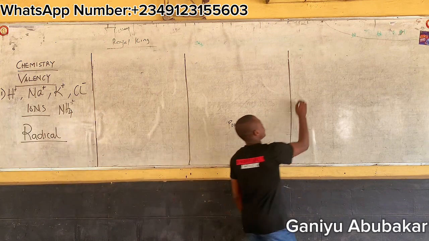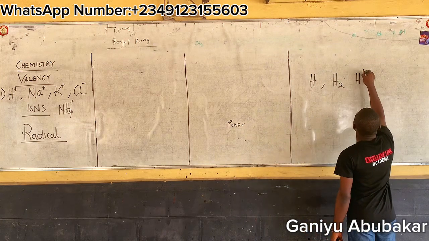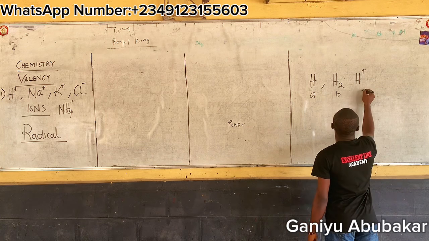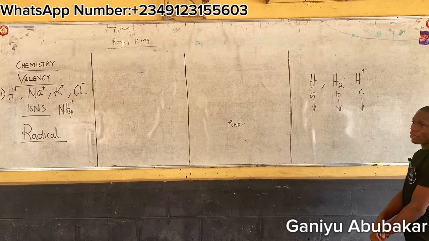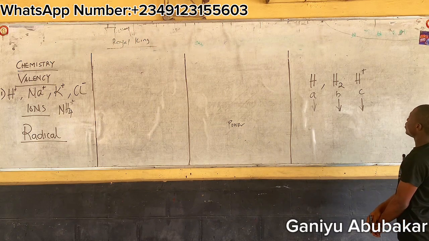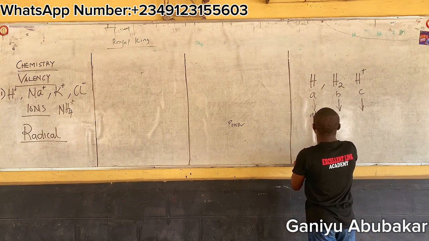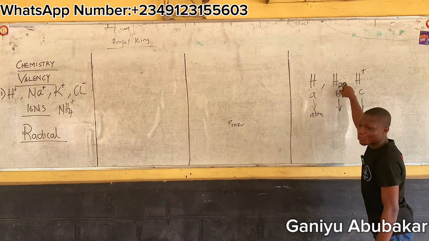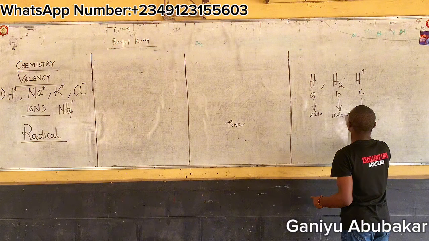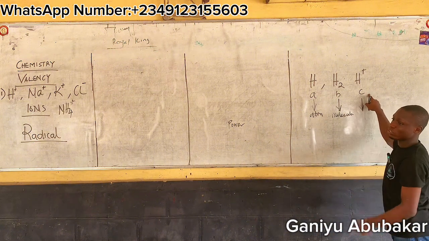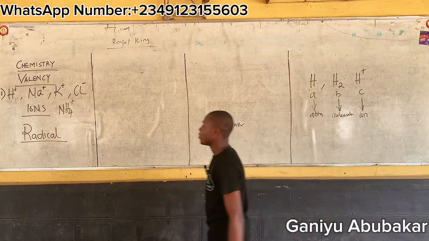If I have H, H2, and H plus, let's say this is A, this is B, this is C. What does A mean? What's B? What's C? You can tell me. H is an element, an atom. This is a molecule, diatomic. And H plus is an ion. So you should know this stuff. Ion, very important.